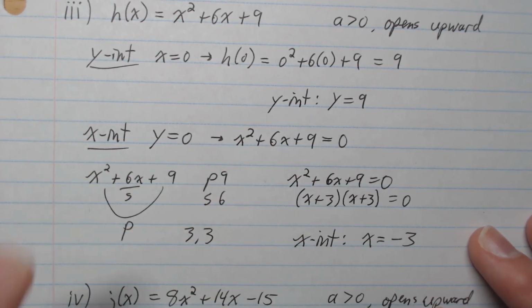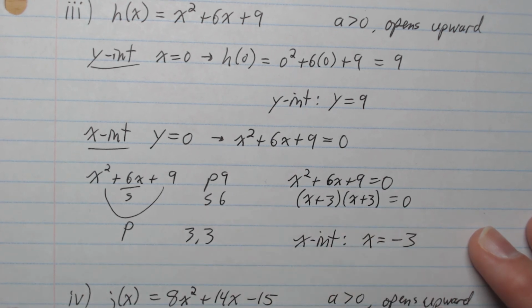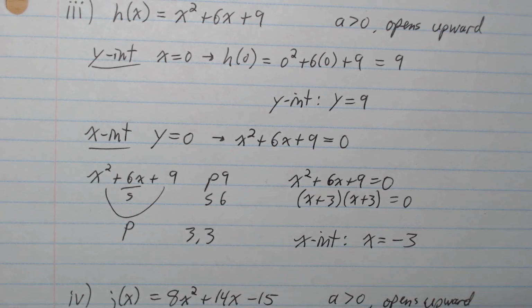We're going to factor. So product is 9, sum is 6. Numbers are 3 and 3. And so this function can be rewritten as x plus 3 times x plus 3. So what do we plug in to get 0? -3. So x-intercept is x equals -3.